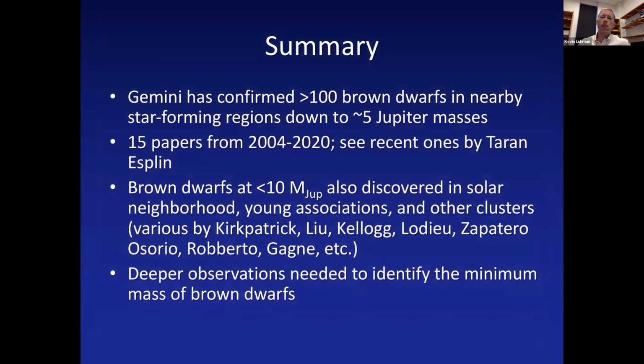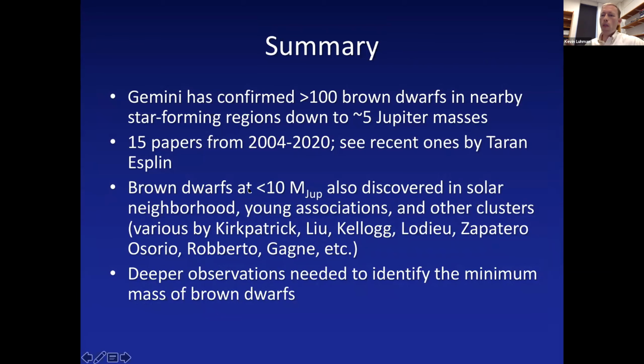And so here's a summary of this work. So in total, more than 100 brown dwarfs down to 5 Jupiter masses have been discovered and confirmed with Gemini spectra. And that work has resulted in about 15 papers since 2004. And the more recent ones have been led by a former grad student, Taryn Esplin.